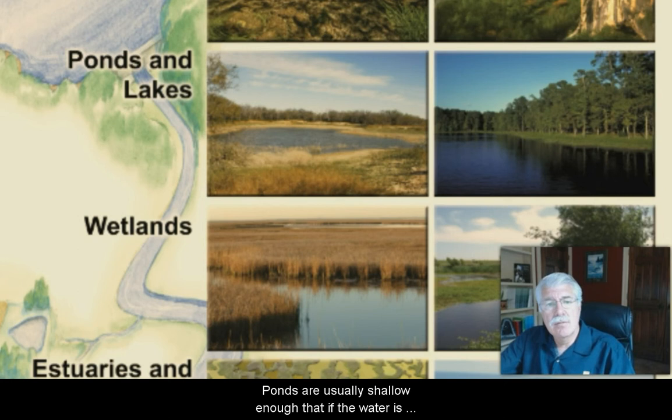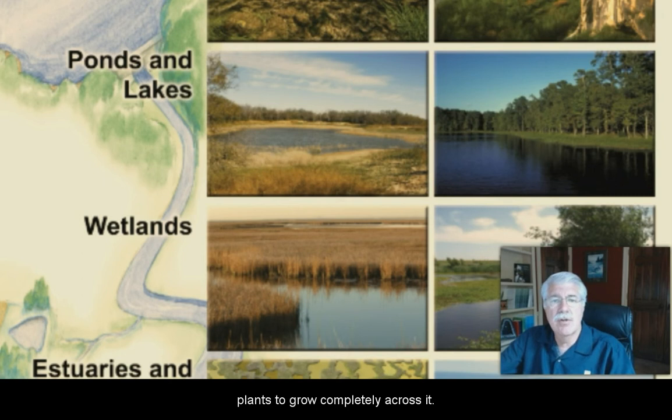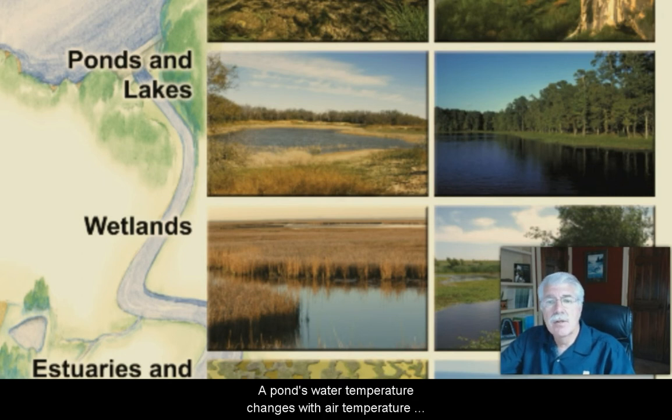Now, small ponds are formed by trapping water in valleys or other low spots in a watershed. These ponds are usually shallow enough so that if the water is clear, sunshine can reach the bottom, allowing rooted plants to grow completely across the pond. A pond's water temperature changes with the air temperature. It's about the same from one end to another and from top to bottom. That's because, well, they're pretty small. Not a lot of water in them. Little wave action. The bottom is usually covered with mud.